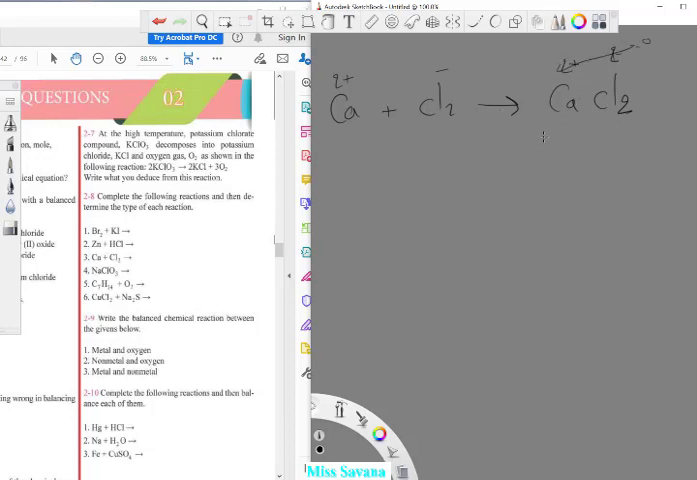Now this one is actually really straightforward, and take a look at the balancing. This one is 2, this one is 2, this one is 1, this one is 1, so you really don't have to do anything. Okay, so no balancing required here.